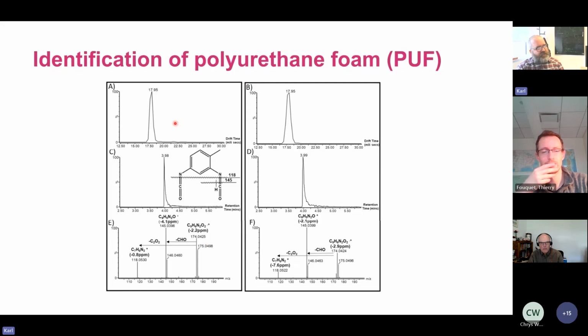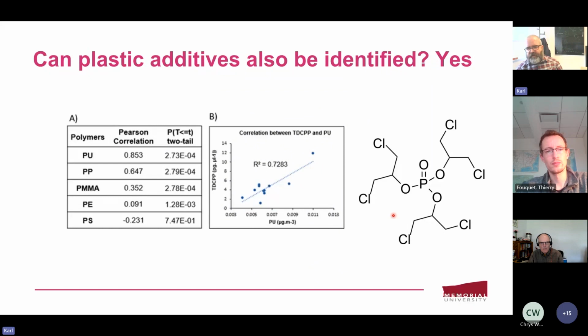I'm showing the retention time, and sorry, this is the drift time, the retention time, and the mass spectra obtained from the sample compared with a standard. It's very easy to go grab a little bit of polyurethane off the shelf and inject it into an instrument. We're seeing the same signature, so we're fairly confident we're able to identify that. We're also able to identify small molecule contaminants that could potentially be riding along for the ride with these particles.